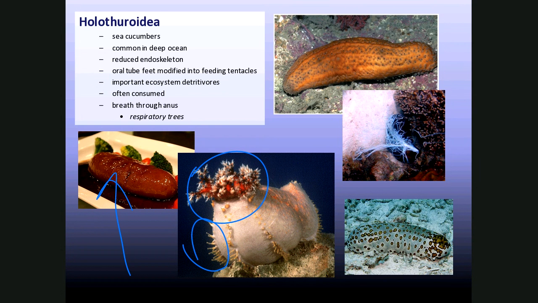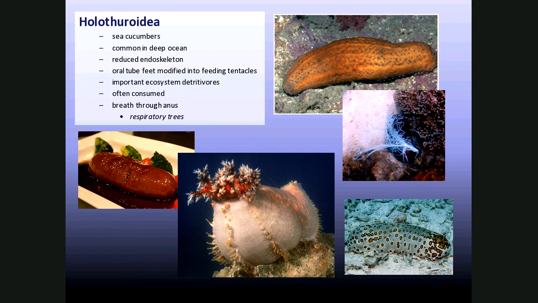Now, they can exchange gases through something called a respiratory tree. And a respiratory tree, again, is nothing more than a highly vascularized piece of tissue. In this case, the tree part is all of the vessels coming together to form a tree. But it's highly vascularized tissue through which they can exchange gases. And they have that respiratory tree in their anus, so they breathe basically through their anus, completely opposite from us. And there you can see again that defense mechanism. Very bizarre.